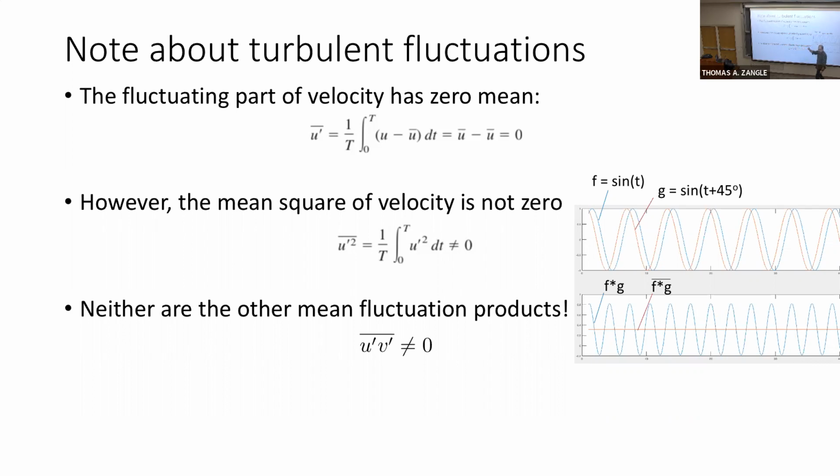One way I'm trying to give you some reason to believe that is through this example here. It's not what we're trying to do, but let's imagine for a second: this is F, say it's U prime, and G is V prime. F is a sine function. The time average of the sine function is 0. So F bar is 0.